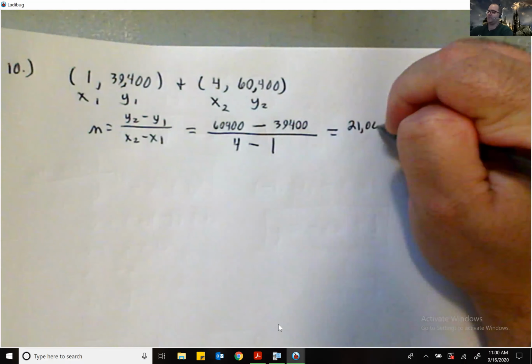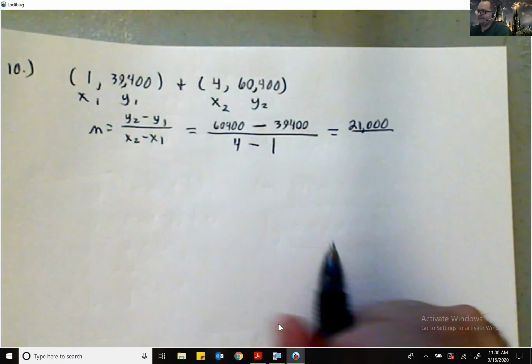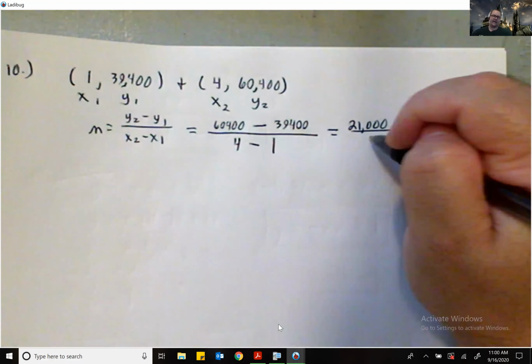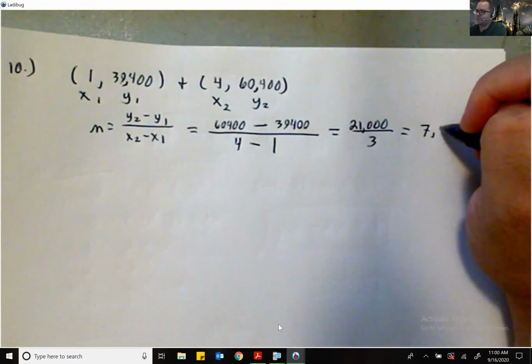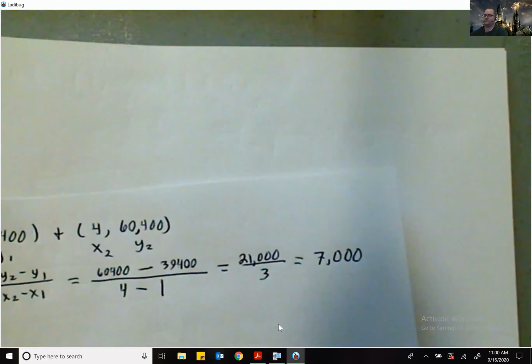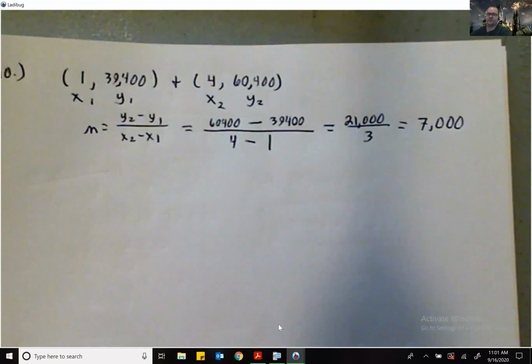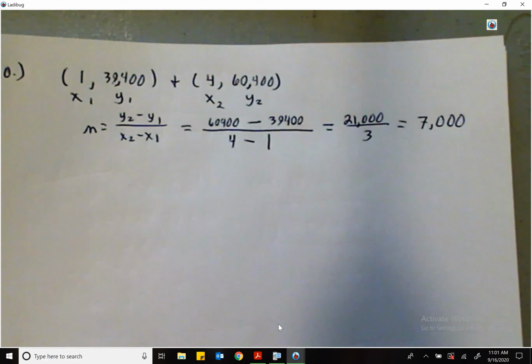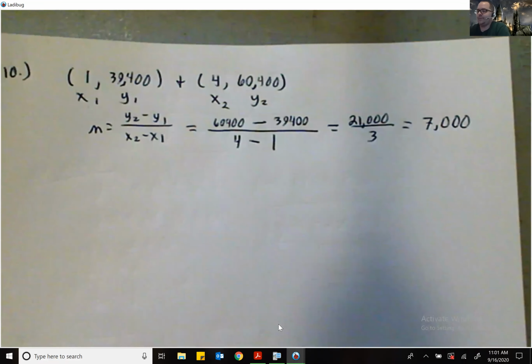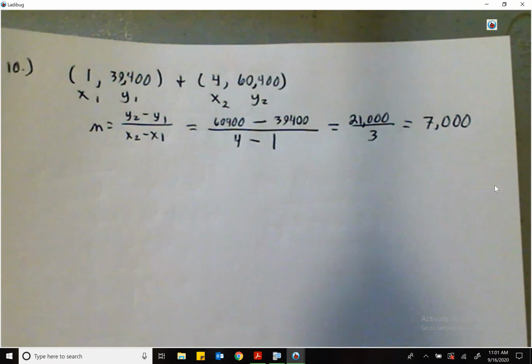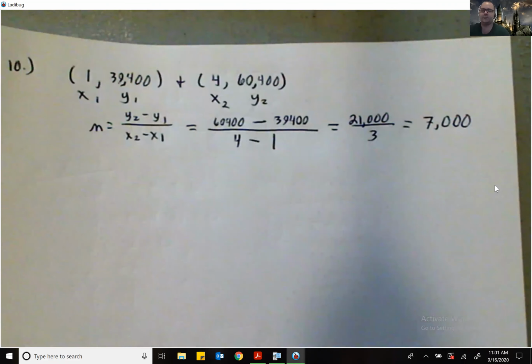What is 4 minus 1? And then when we reduce that down, what do we get? 7,000 is the slope. Everyone good so far? Yeah. All right. So now all we have to do is pick a point. Which one do you guys want to work with? Which point would you want to work with? 1, 39,000. You got it.